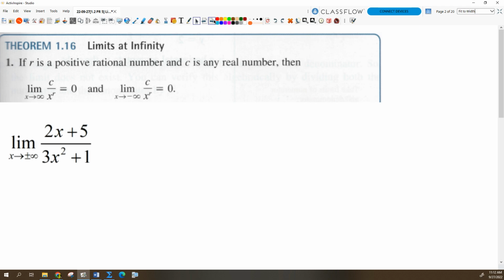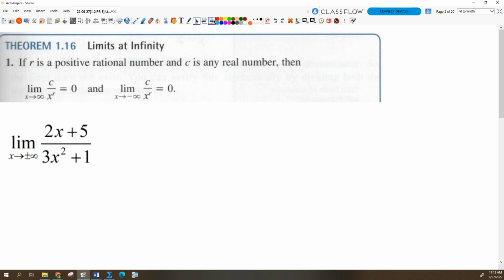So our goal then is, can we resolve this limit? The limit of this rational function, 2x plus 5 over 3x squared plus 1. I want everybody to click and close, and completely focus on this because this is a pretty big deal. You're going to use this a lot.